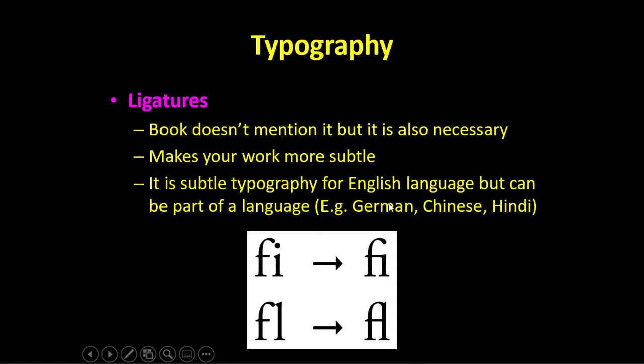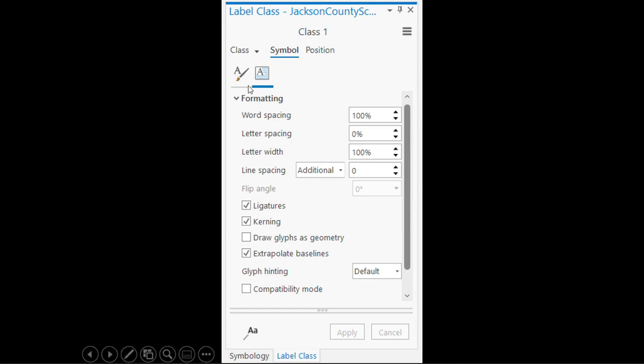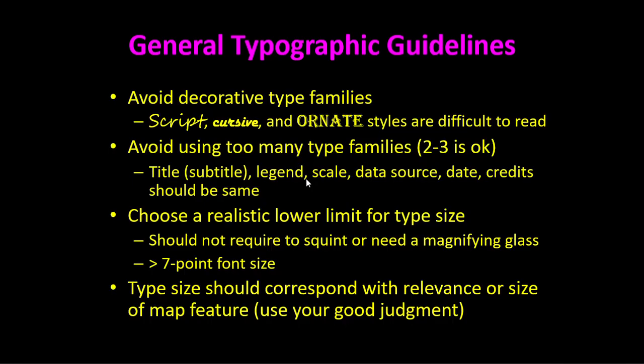And if you're using other languages, German, Chinese, Hindi, I guess that'd be Mandarin, these are all different types of languages that use ligatures, and that's why it's also built into the GIS, into ArcGIS. What I show here is different ways in which you can, in the particular label class pane over here, adjust the formatting, the word spacing, the letter spacing, the line spacing, ligatures. You can apply kerning, or not. You can check them on or off. The reason I'm going to show this is how and where you do it in ArcGIS. Finally, I got a lot of text here, but let's talk about some general typographic guidelines.